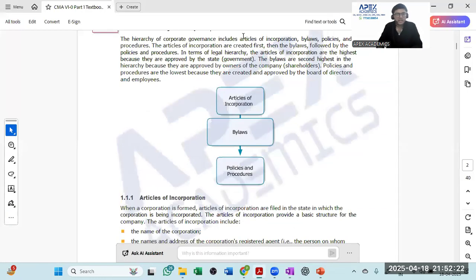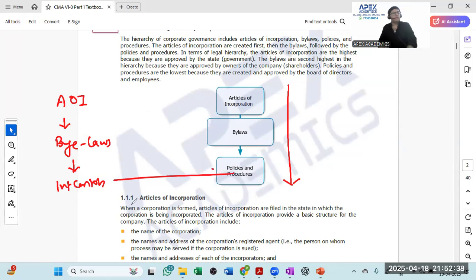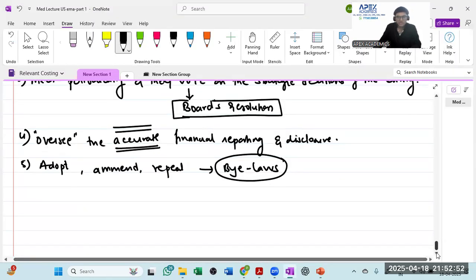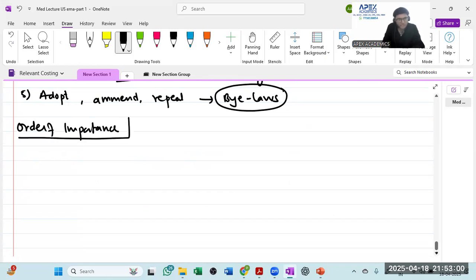See here, sir. In the order of hierarchy, what is most important? Sir, articles of association are important. Sir, after that, what will come? Sir, after that, the bylaws will come. After that, the internal controls come. Sir, the internal controls are also known as policies and procedures. What are they known as? Sir, they are known as policies and procedures. Please try to understand this particular aspect over here. So, sir, let's put this down. Sir, in order of importance, what is most important?